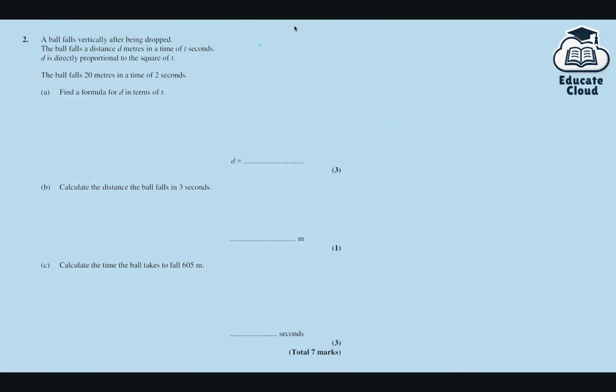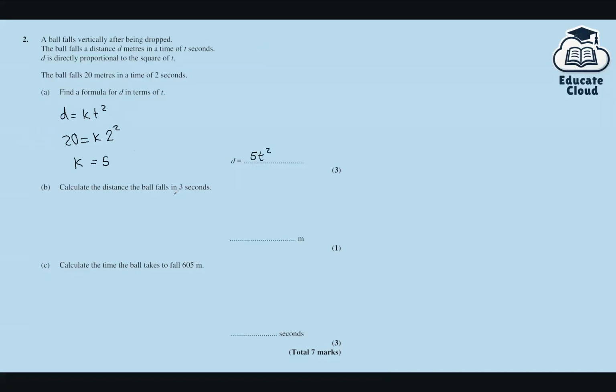Okay, so first of all, we're going to write d is equal to kt squared. So d is equal to kt squared. And we just want to work out k first. So d is 20, k stays as it is, and t is 2 squared. Okay, so here k is equal to 5. So d can just be written as 5t squared.